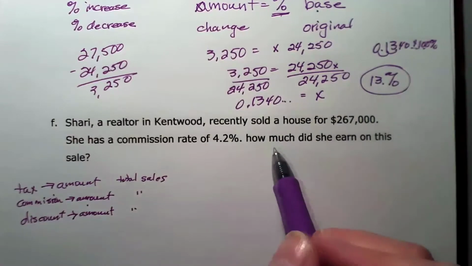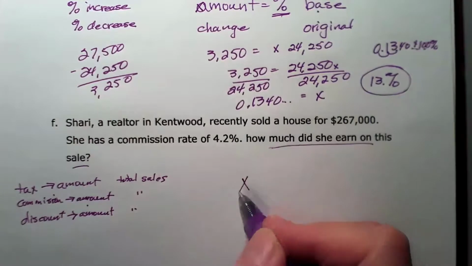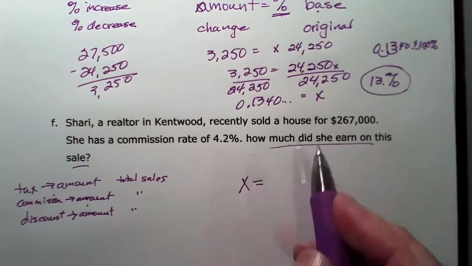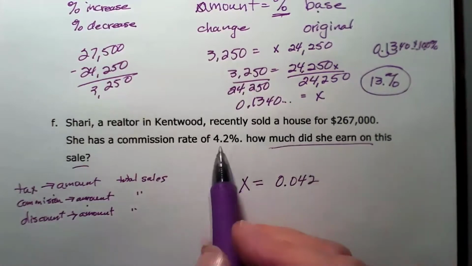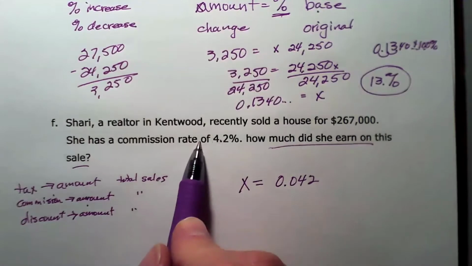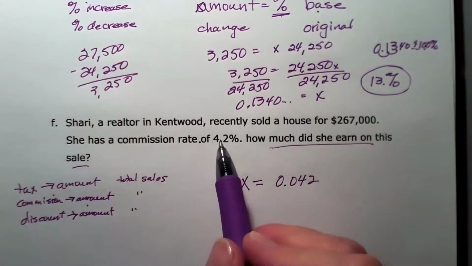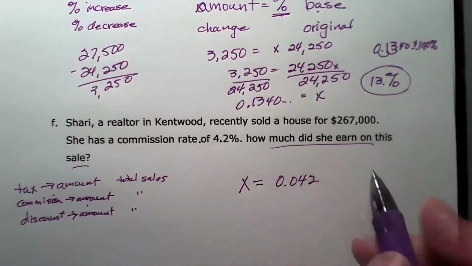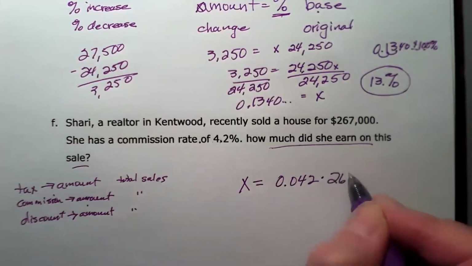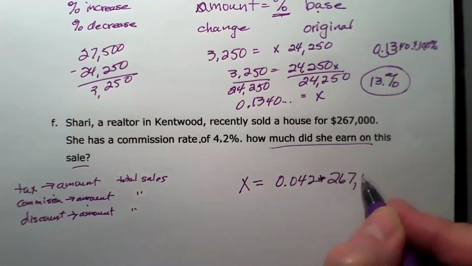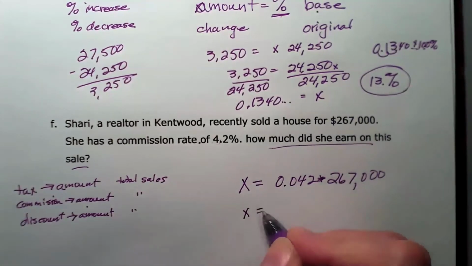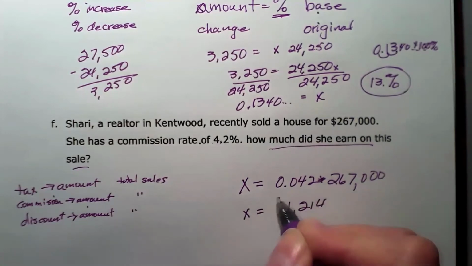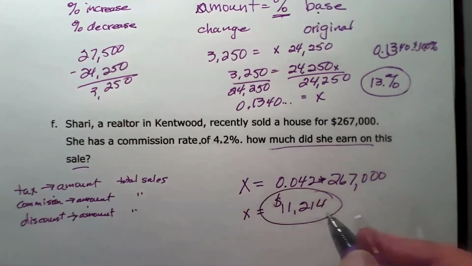We want to know how much she earned. That's her commission. So X equals percent, 0.042, because I'm turning this percent into a decimal by moving the decimal point 2 places to the left, times the total sale of the house. That's a times. So I just multiply. And when I multiply it, I get X equals $11,214. So her commission was $11,214.